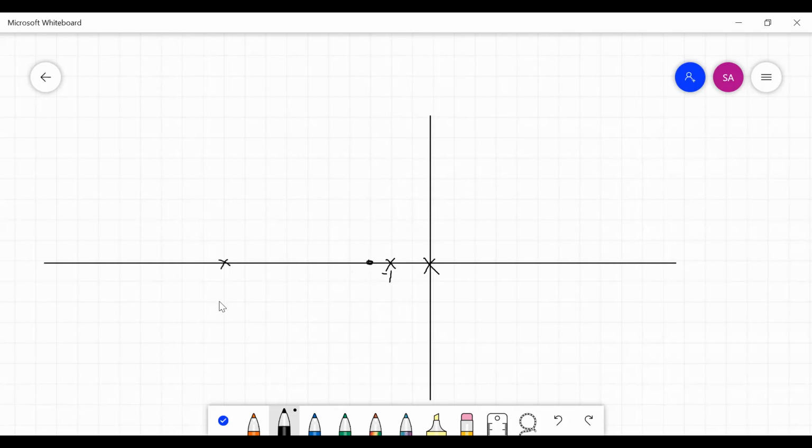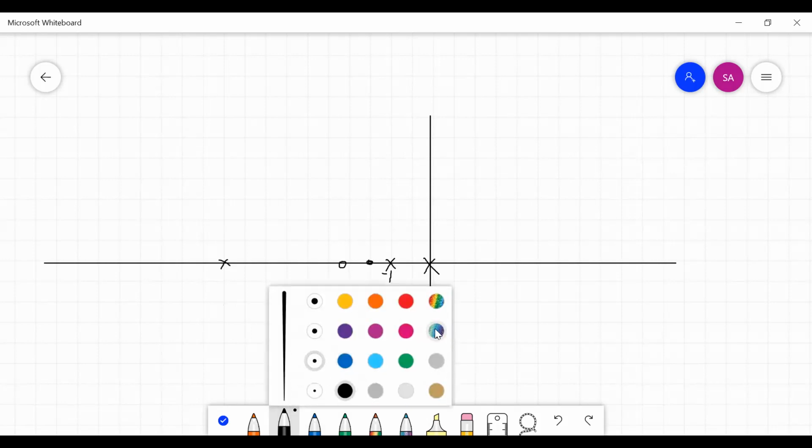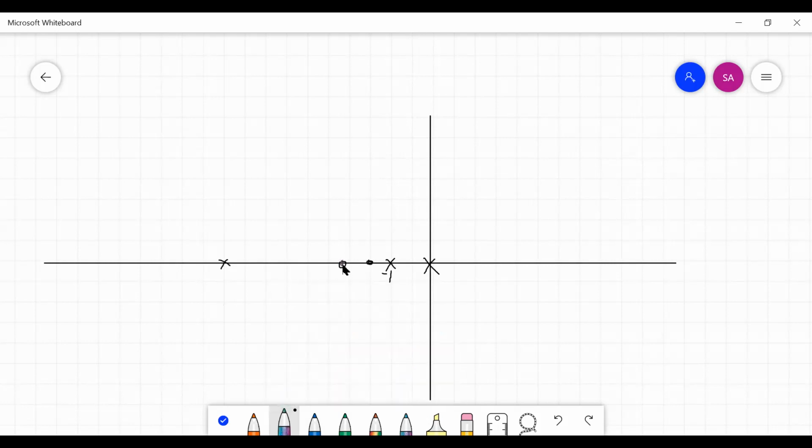And which was the centroid? Centroid was at 2.5. Somewhere here we had a centroid. Let us mark it with some other ink. This was the centroid. Okay, then from the centroid, there were two asymptotes which were going at an angle of 90 degree, and the other one was 270 degree.